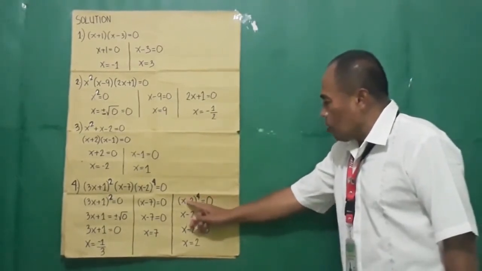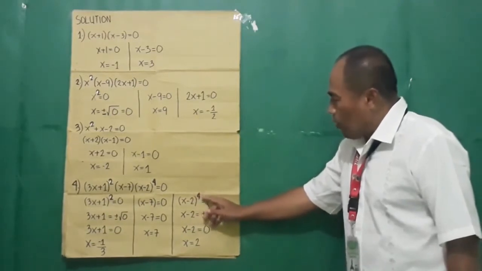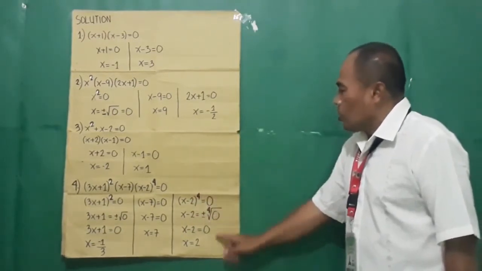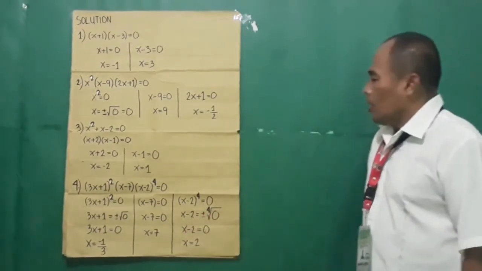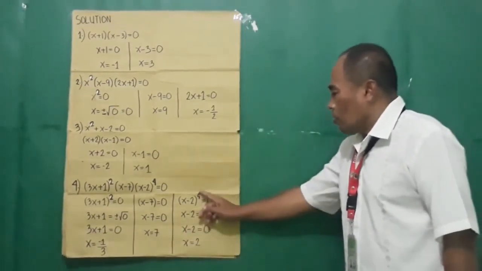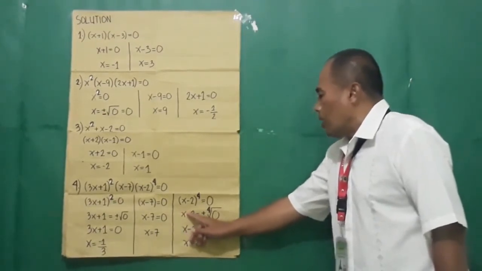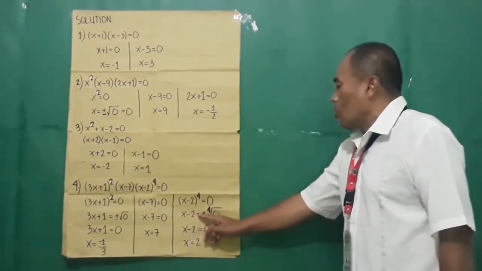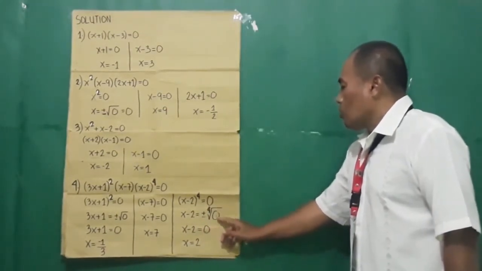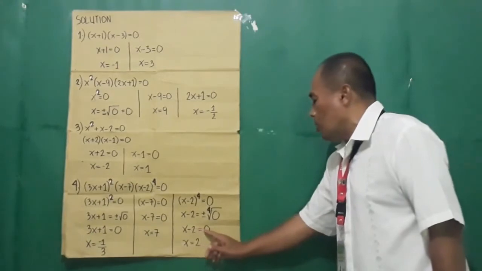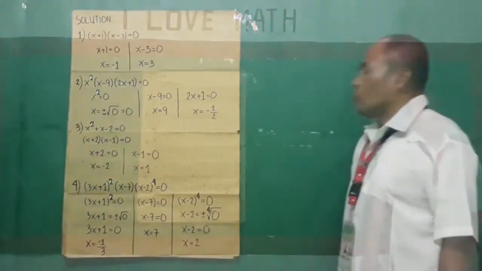(x - 2)^4 = 0. So you can solve this by taking the fourth root. That is, x minus 2 is equal to plus or minus the fourth root of 0. So x minus 2 is equal to 0. So x is equal to 2.